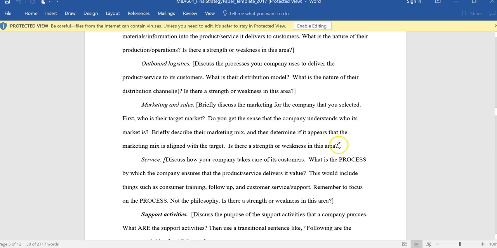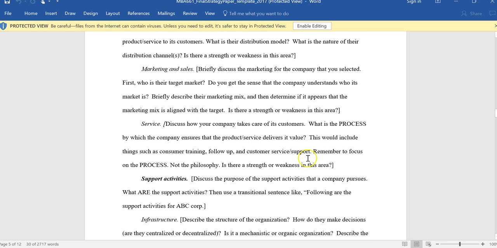That's really what we're after here. For service, we're talking about what is the process by which the company ensures that they're giving the customer what it is that they actually ask for, right? So focus on the process. Do they have a process in place that makes sure that what the customer wants, they get? And then also, what would happen in the case that something doesn't go well?